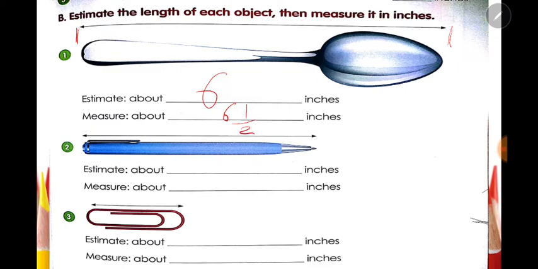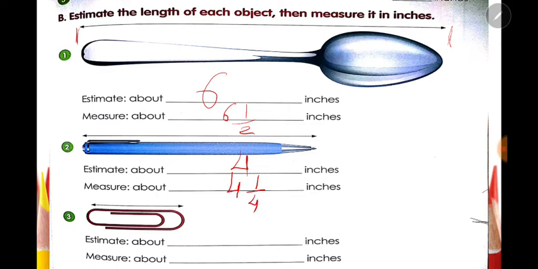You remember the thumb. This is your thumb, just the first part of the thumb. 1, 2, 3, 4. So my estimate for this pencil is 4 inches. Let's bring a ruler, and now we will measure it with an inch ruler. It's 4 and a quarter. Perfect.